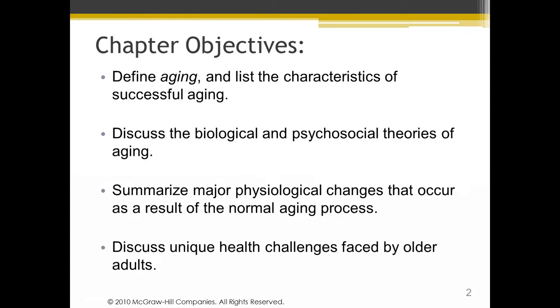Our chapter objectives are to define aging and list the characteristics of successful aging, discuss the biological and psychosocial theories of aging, summarize major physiological changes that occur as a result of the normal aging process, and discuss unique health challenges faced by older adults.